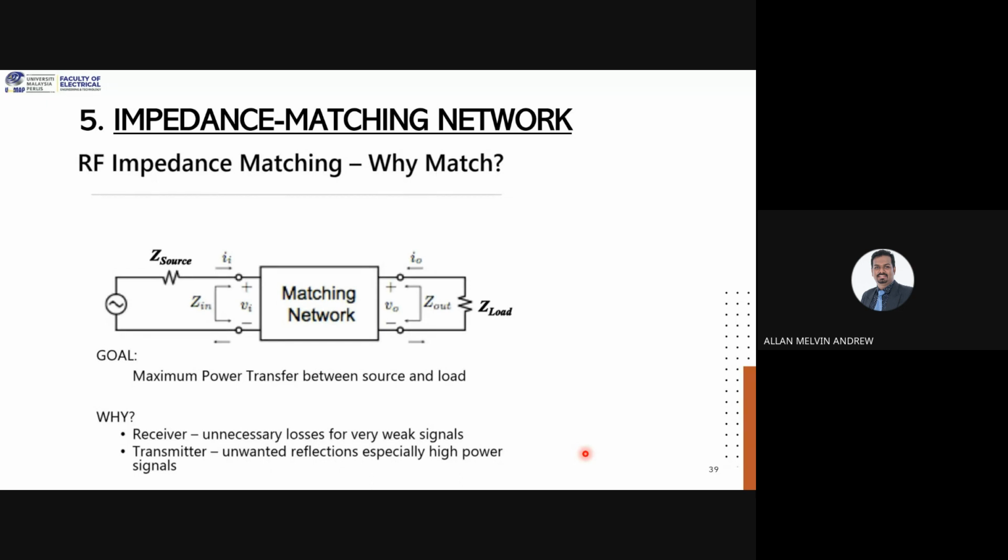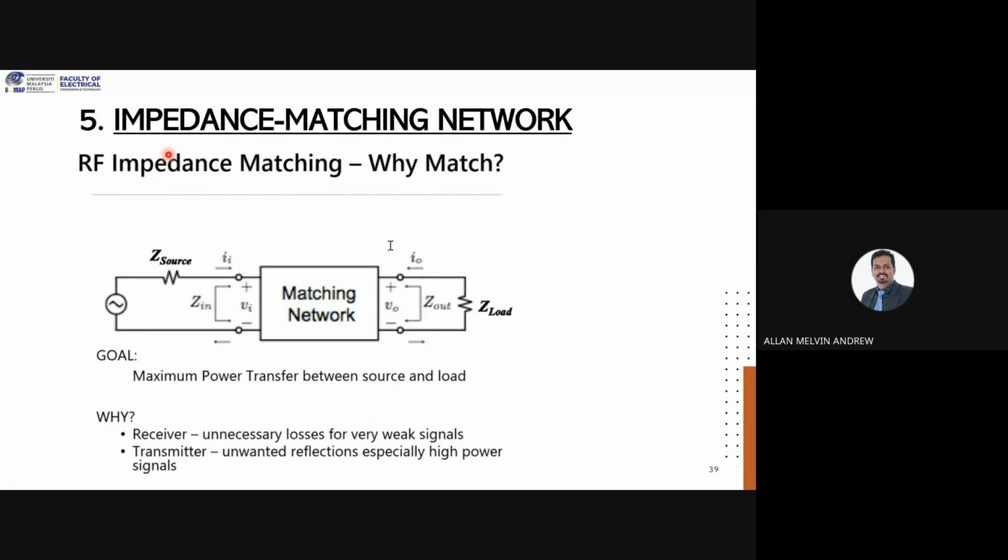Okay, today we will continue with part number 5, which is covering the impedance matching network. Okay, so there's a term called impedance matching network. It's a setup of electrical circuit which can help you in your transmission. So why do we need this kind of matching network?